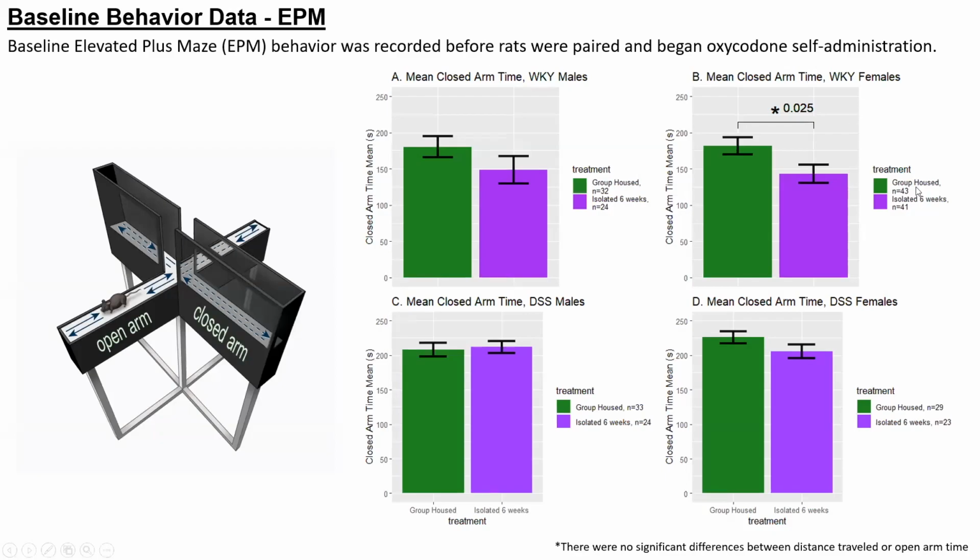So that plot, the rats that were group housed in adolescence, they show more anxiety-like behavior. In other words, they spend more time in the closed arms than the rats that were isolated, which is the opposite of what most people would expect. I think most people think that rats that are isolated would have more anxiety, but we do see a general trend in at least 2 other plots as well, except for the DSS males.